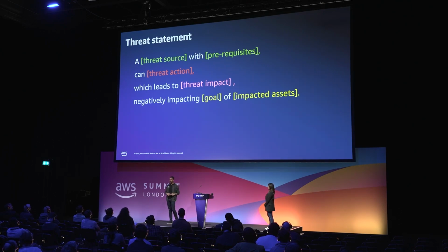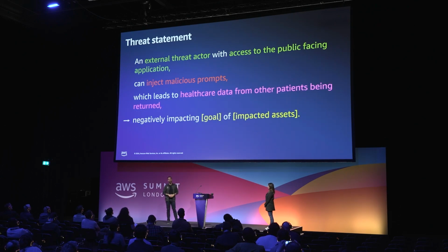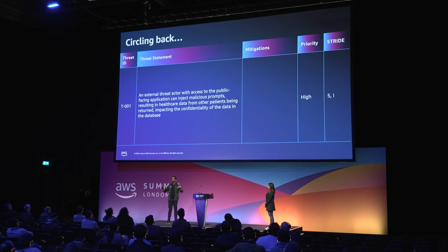So we can build this out, understanding the theory that we just spoke about with our unauthenticated user and a malicious prompt. Starting at the top, an external threat actor with access to the public-facing application. Those are the two things, the actor and the prerequisites. Can inject malicious prompts, which leads to healthcare data from other patients being returned, negatively impacting the confidentiality of the data in the database. That's simple enough. That's our first threat statement that we can add into our row of threats that we want to then track and mitigate.